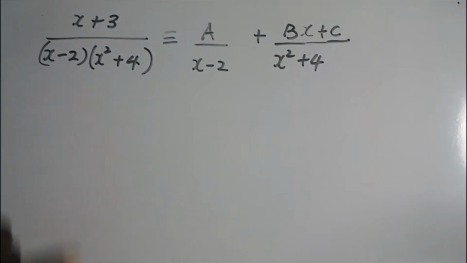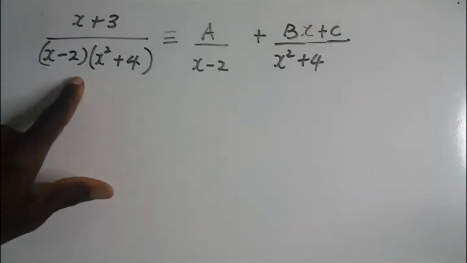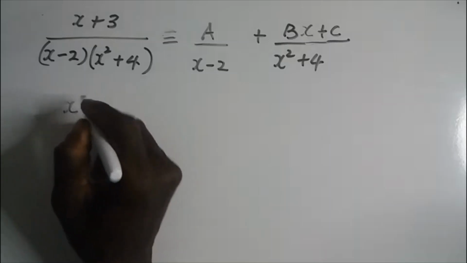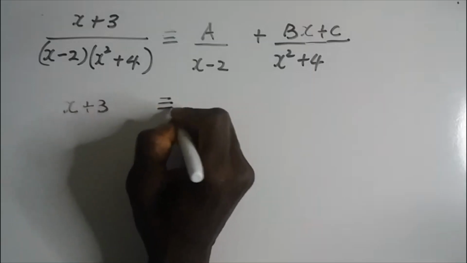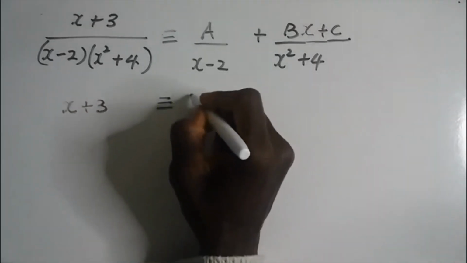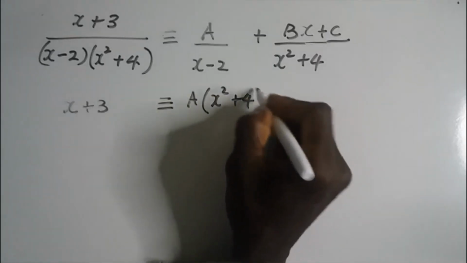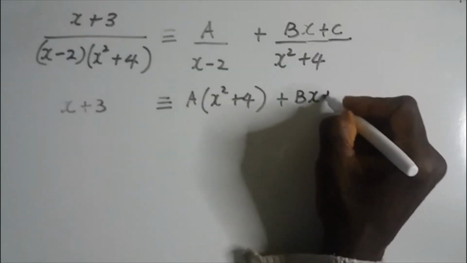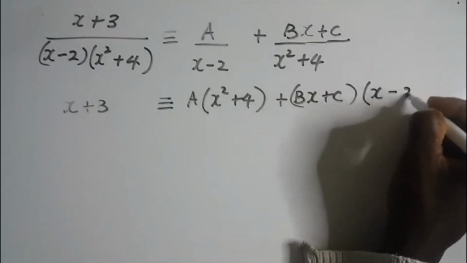Secondly, in order for us to proceed, we need to multiply each side by this denominator here. And so we have the left hand side will cancel to x add 3, and that's equivalent to a brackets x squared add 4 add bx add c. We have x minus 2.